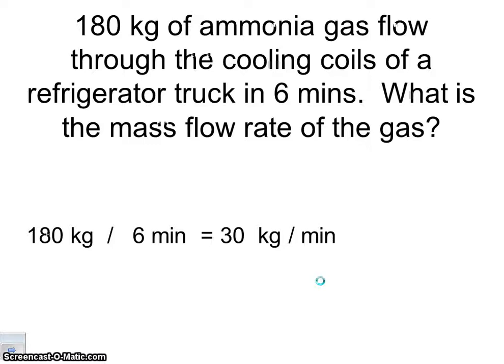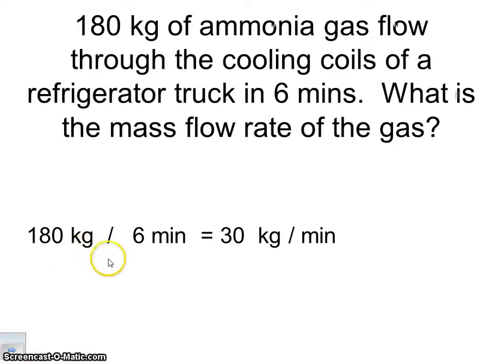All right, an example. You have 180 kilograms of ammonia gas flow through the cooling coils of a refrigerator truck in 6 minutes. Okay, so what's the mass flow rate of the gas for the cooling coils of that truck? It would be like if you are making deliveries, if you drive a tractor trailer and you have a refrigerated truck. Okay, it would be important to know.